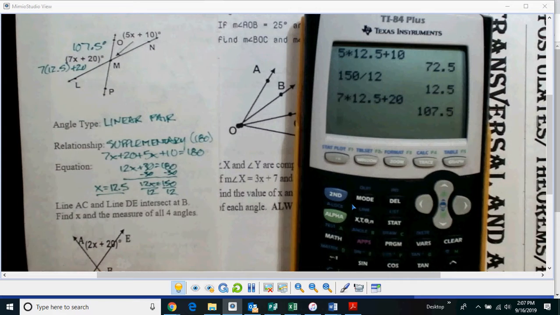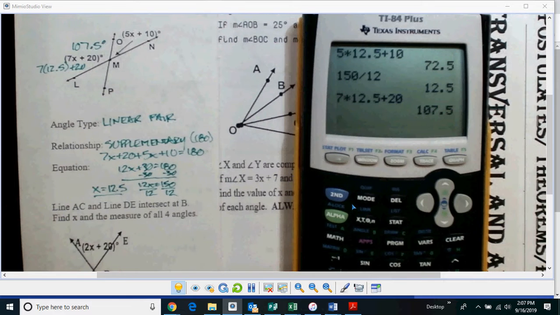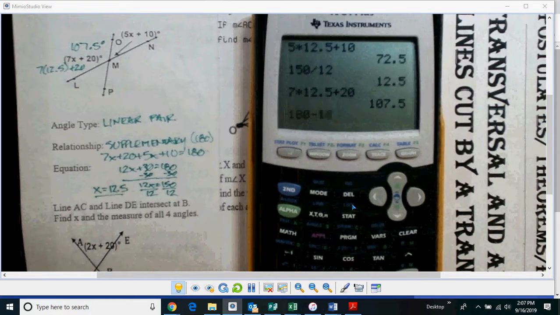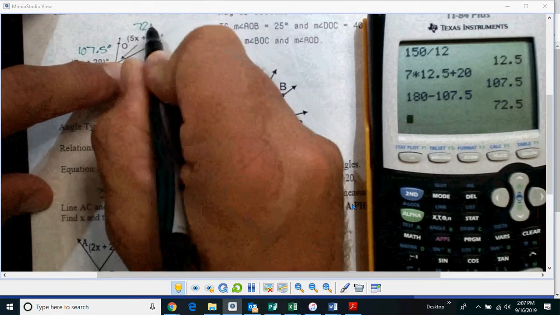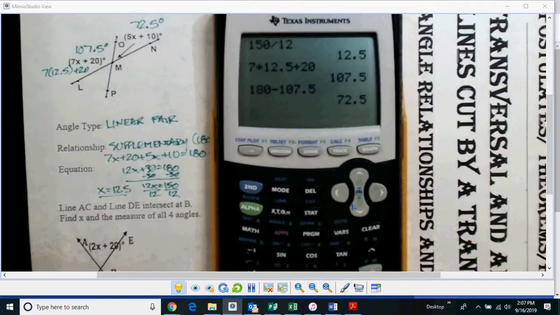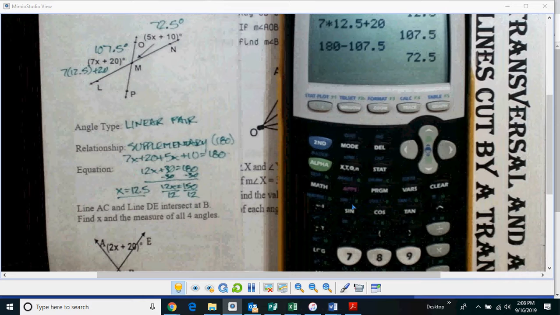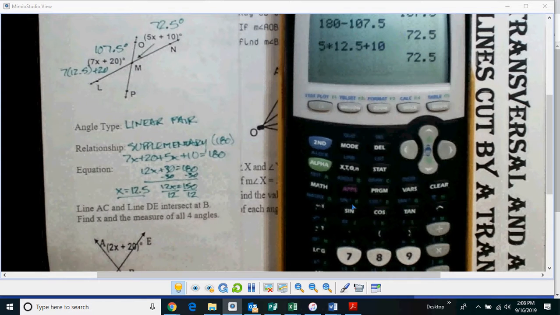So if the top left angle is 107.5, what is OMN? It should equal 180. So how do I find it? You subtract 180 minus 107.5. So this one is 72.5. And I can check it by plugging x in. 5 times 12.5 plus 10 is also 72.5.